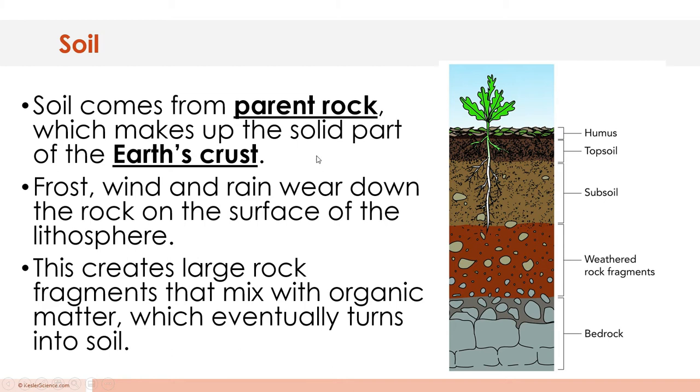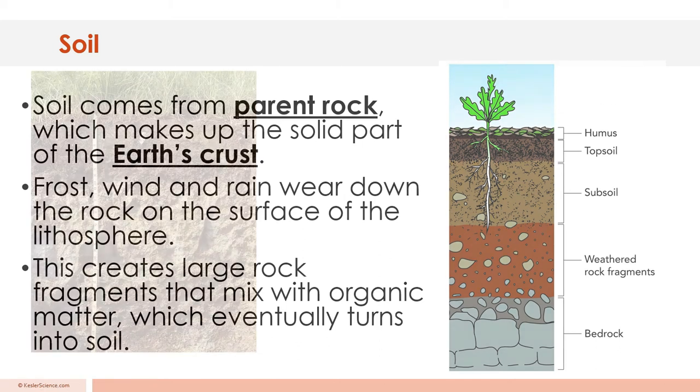So, frost, wind, and rain wear down the rock on the surface of the lithosphere. This creates large rock fragments that mix with organic matter and that eventually turns to soil. So we can see them here, your parent rock, and then it gets broken down by frost, wind, and rain. And here you have these big chunks of weathered rock fragments. So the parts that break off, they're floating around in the rest of the soil. Eventually those get broken down into even smaller parts. So this is partially why it takes so long for soil to form.